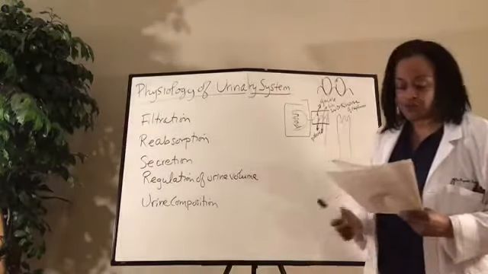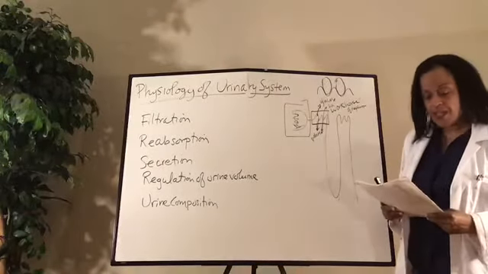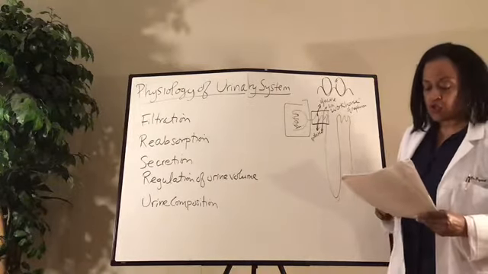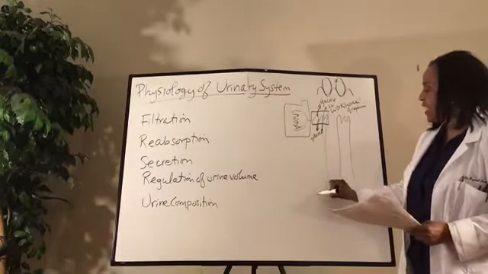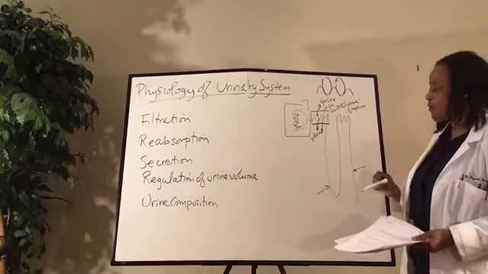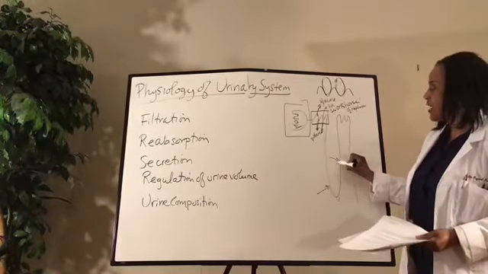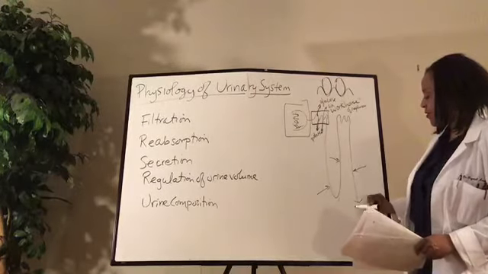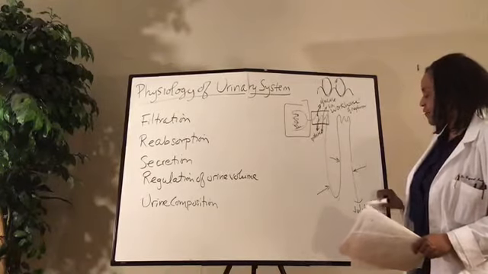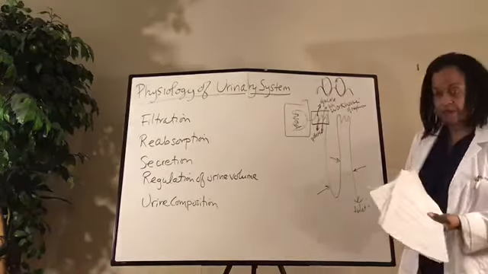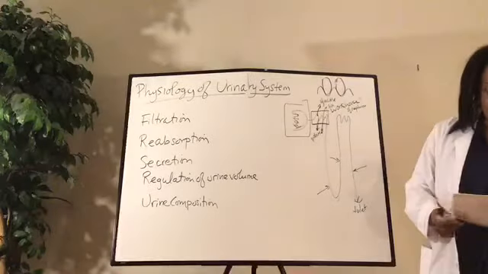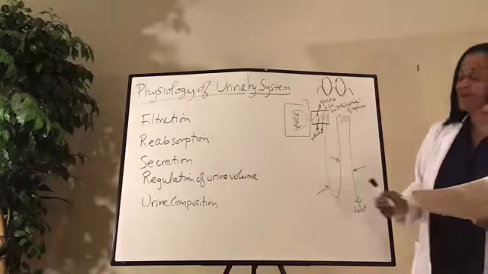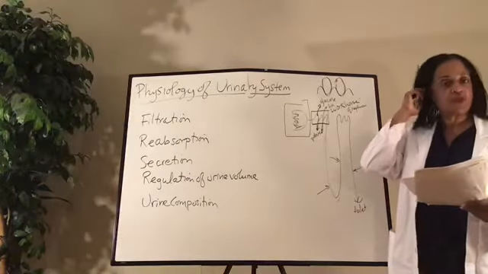Let's go to the next one, secretion. This is the third step, and it moves substances out of the blood and into the tubular fluid. Anything that's going into the tubular fluid is going to end up here in the toilet. If you stay in this tube, you're going into the toilet, okay? So secretion is the third step. It moves substances out of the blood and into tubular fluid.